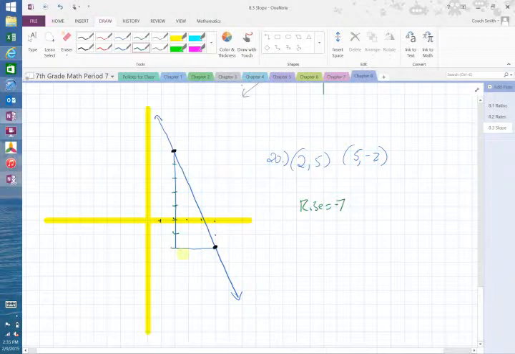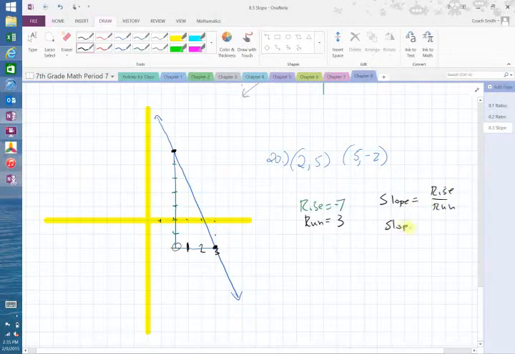Okay? Now I'm going to the right. I don't count this one. I start here. 1, 2, 3. So my run is equal to 3. And it's a positive 3 because it's going to the right. And so my slope is equal to rise over run. So the slope then is equal to negative 7 over 3. And that's your answer.